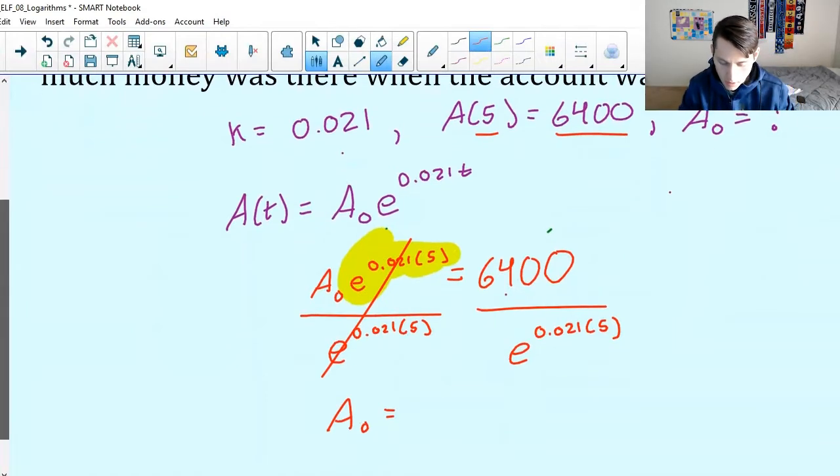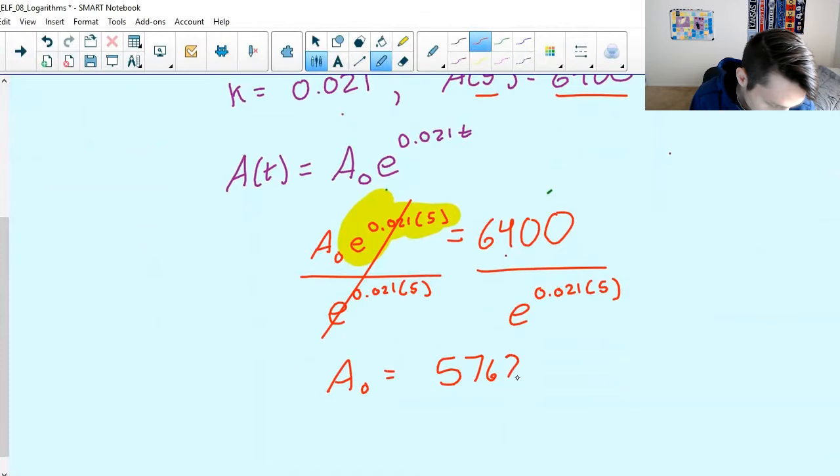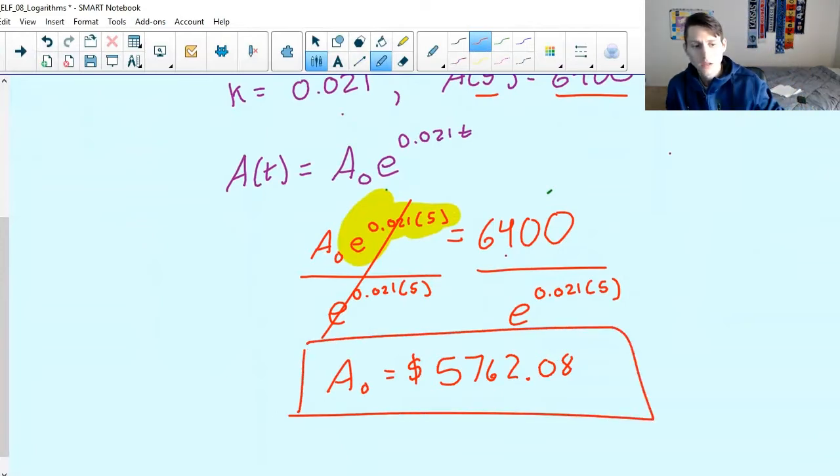So let me actually do the calculation. So 5762 and 8 cents. So initially, there must have been $5,762.08. So using our same formula, but a little different method in this case, to divide, to find the initial amount.